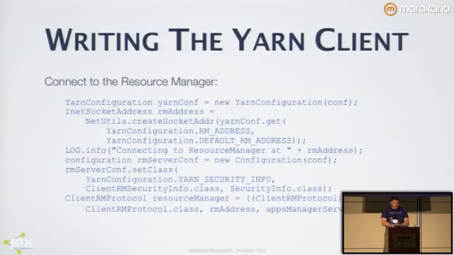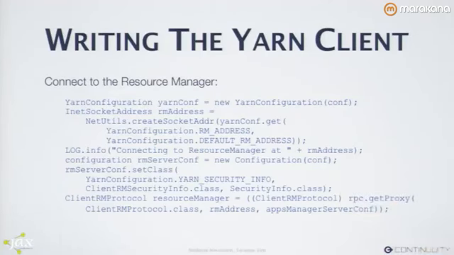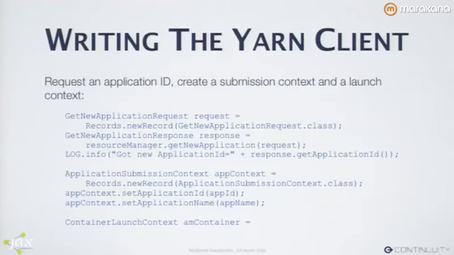And then I create a protocol. In order to create a protocol, I have to go through a factory method. The RPC here is a Hadoop RPC factory. And I have to provide the class that I want to get and the configuration. So now I have a protocol. With that protocol, I can talk to the resource manager. So as I said, the first thing I have to do is request an application ID. That's what I'm doing here.